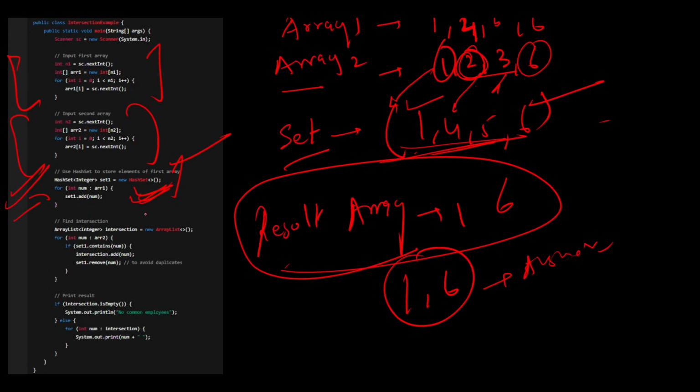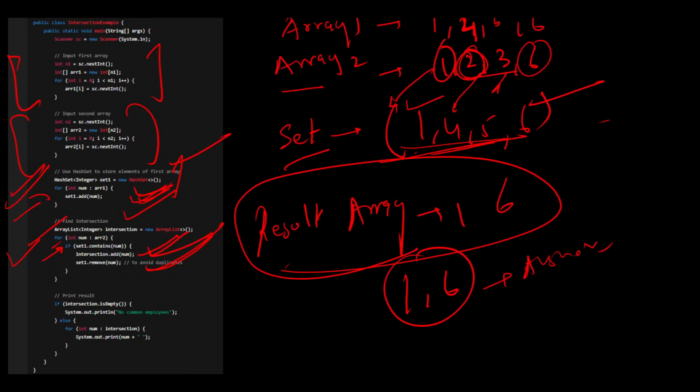Then we created an intersection array as our final array, which will display the final output. Now we are iterating the second array, and while iterating we are extracting each element. We are checking if the set, which already has the values from array 1, contains that value, using if set1 dot contains num. If it contains it, we insert it in our intersection array.